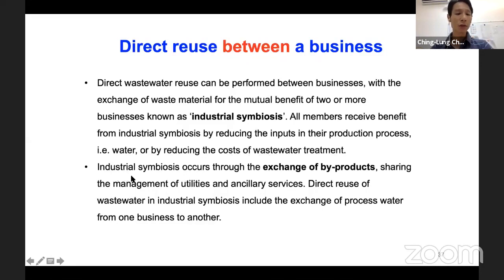And then industrial symbiosis occurs through the exchange of byproducts, sharing the management of utilities and ancillary services. So direct reuse of wastewater in industrial symbiosis includes the exchange of process water from one business to another.